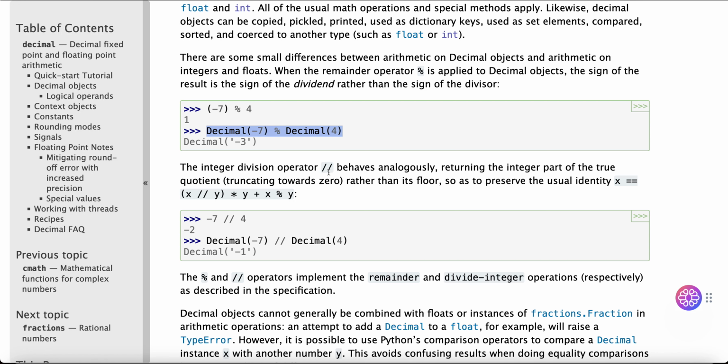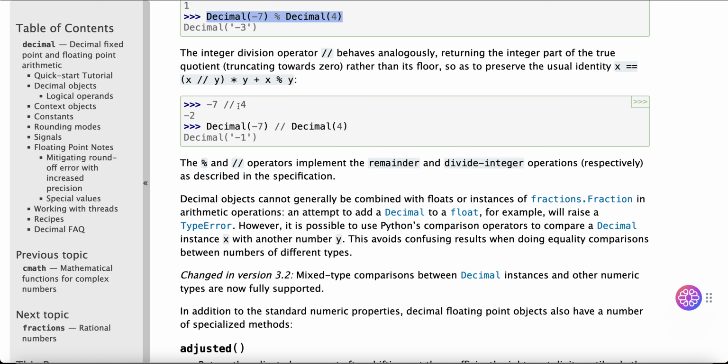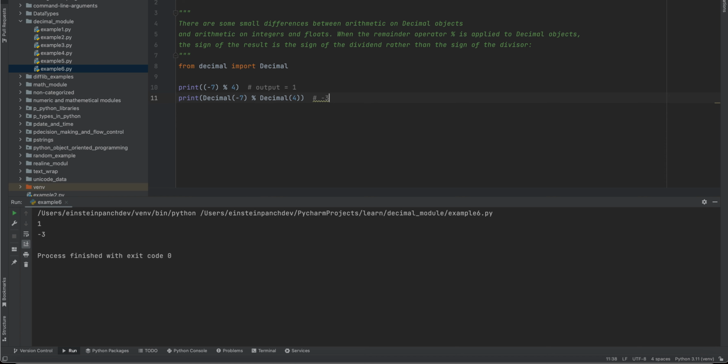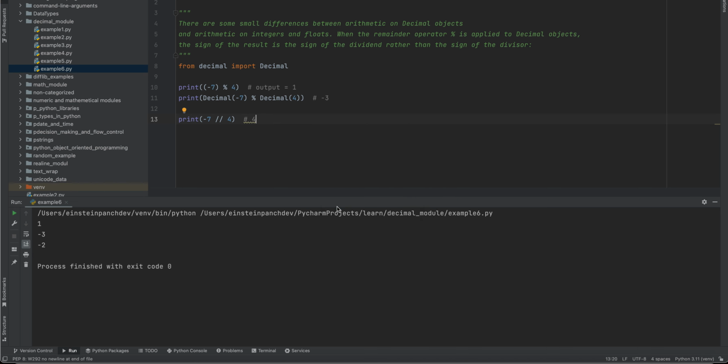The integer division operator // behaves analogously, returning the integer part of the true quotient, truncating towards 0 rather than its floor, so as to preserve the usual identity x == (x // y) * y + x % y. Example: -7 // 4, print the division.